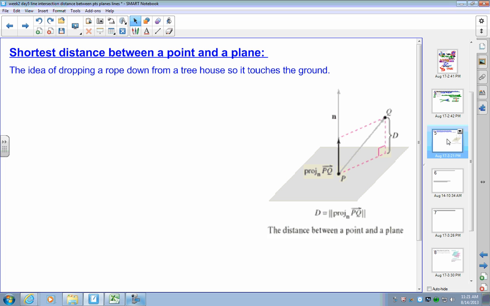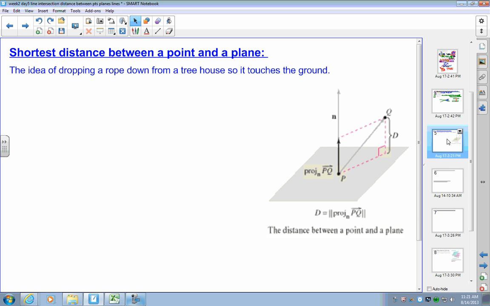The idea of this in my mind is imagine being in a tree house and you want to drop a rope down to the ground, okay? And you want to know how long of a rope you need to drop it straight down to the ground. Now obviously this tree house and this rope are in a 3D world, and these planes are not always flat on the ground. They're not always the XY plane. They're always tilted a little bit. So we're now looking at a tree house being tilted with that.